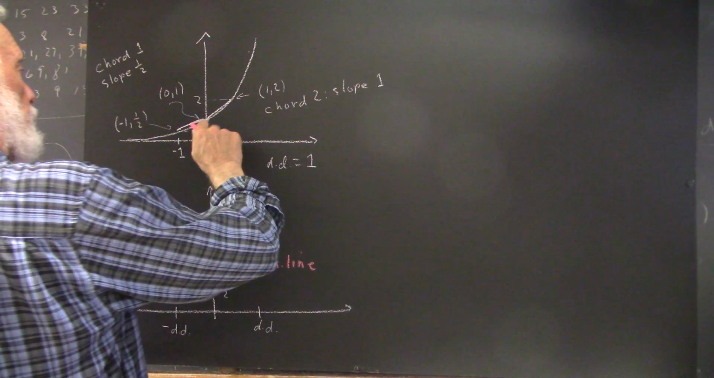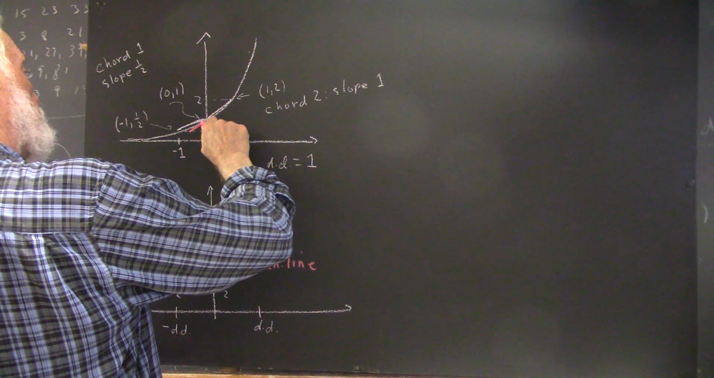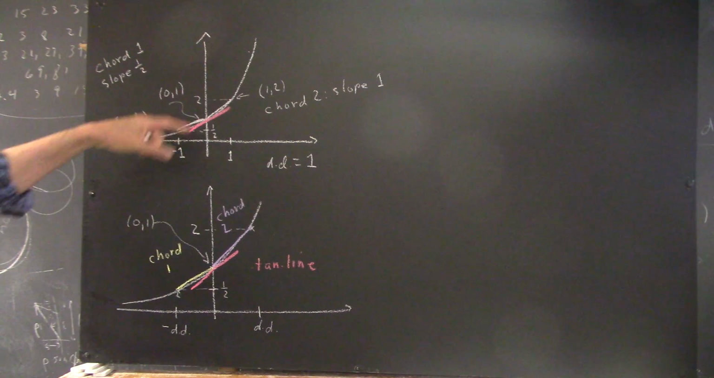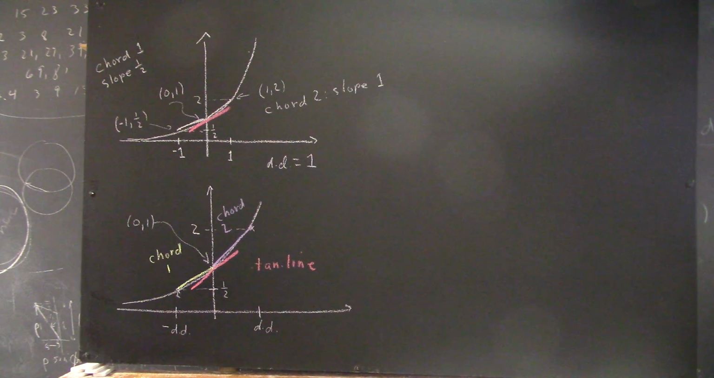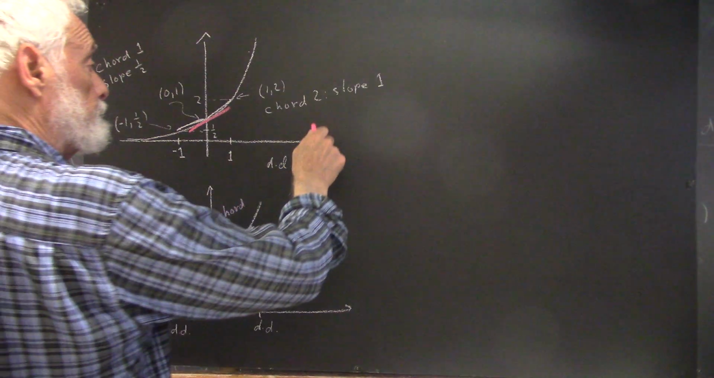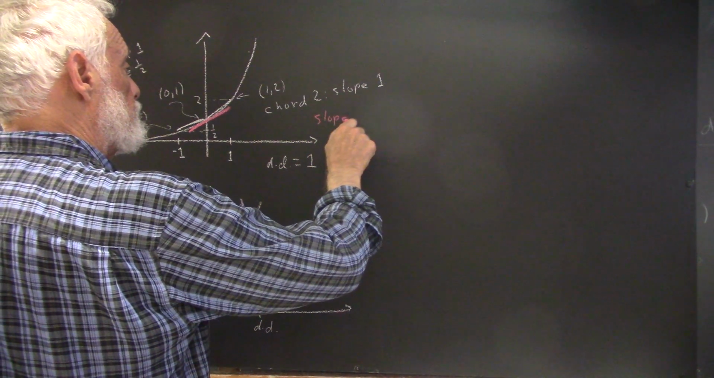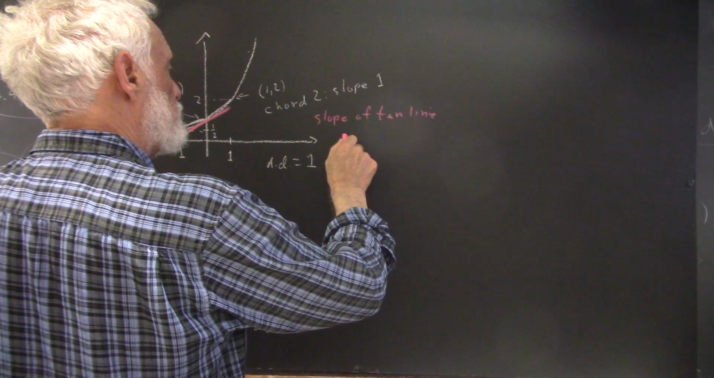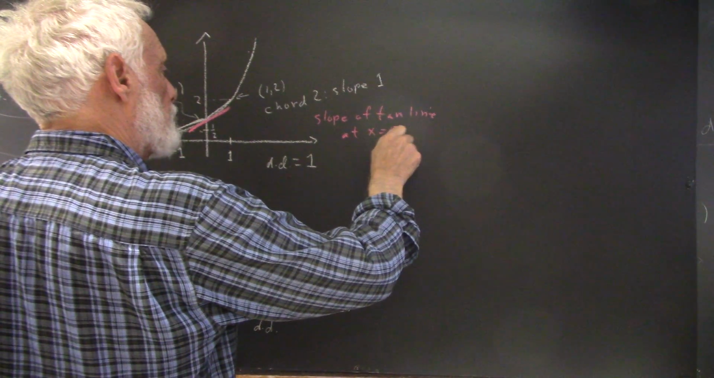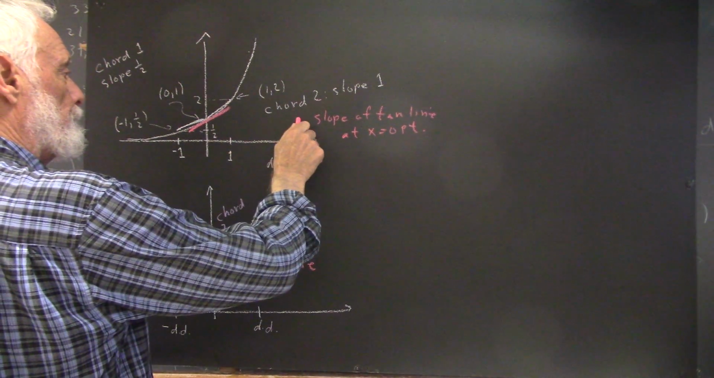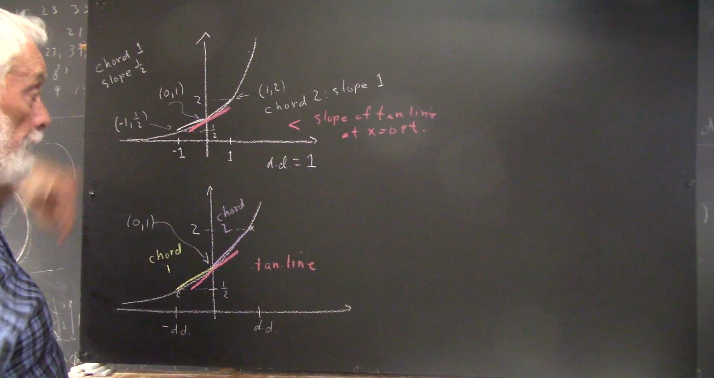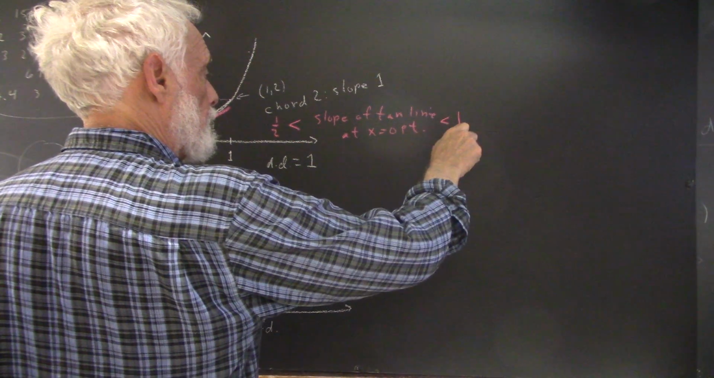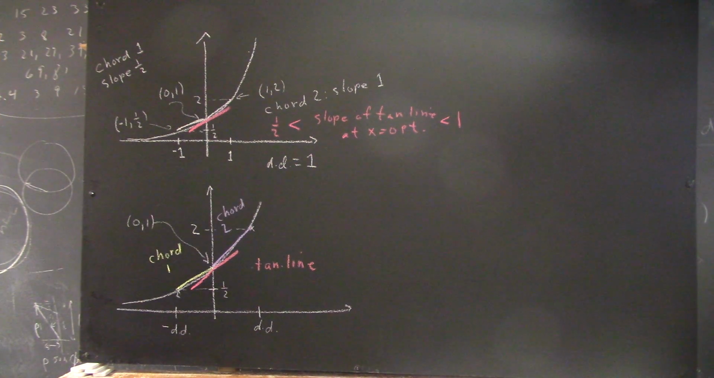Now if I draw a tangent line at this point, the slope of the tangent line is less than that of chord 2, greater than that of chord 1. So the slope of the tangent line at the x equals 0 point is bigger than the slope of the chord on this side, which is 1/2, and less than the slope of the chord on the other side, which is 1.